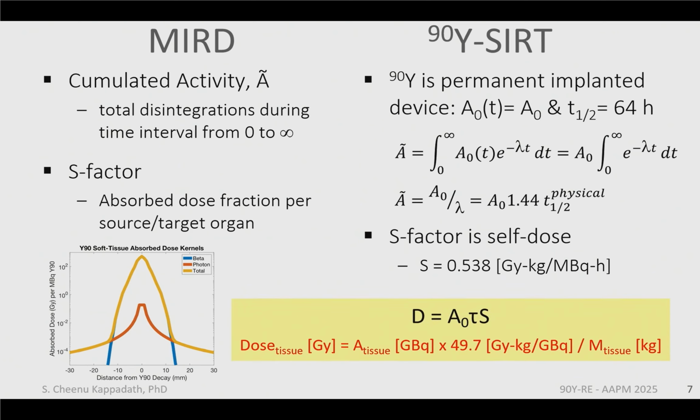So if you take that equation, dose is A tilde times S, and do the math in terms of the S factor and the cumulative activity, you get this very straightforward algebraic equation: dose is the administered activity in the tissue times 50 divided by the mass in kilograms.